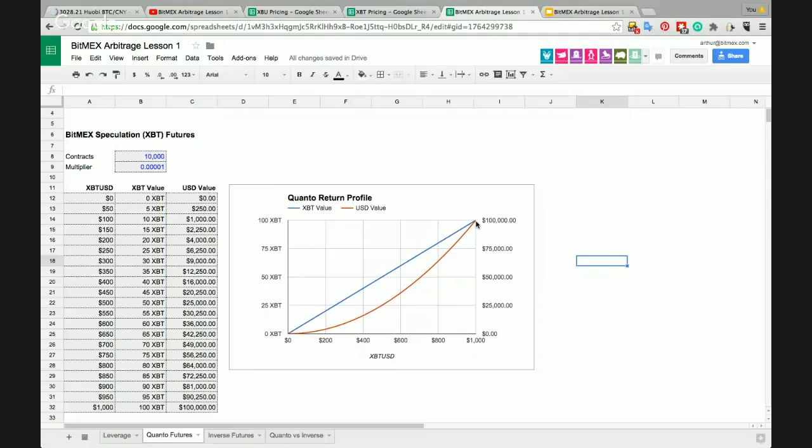Now, most of us Bitcoiners like to think in Bitcoin terms, but many of our costs, our rent and things are in US dollars or some other currency that is primarily priced off the US dollar. So it is very important to know how your contract performs in US dollar terms. And this curved line indicates that here.